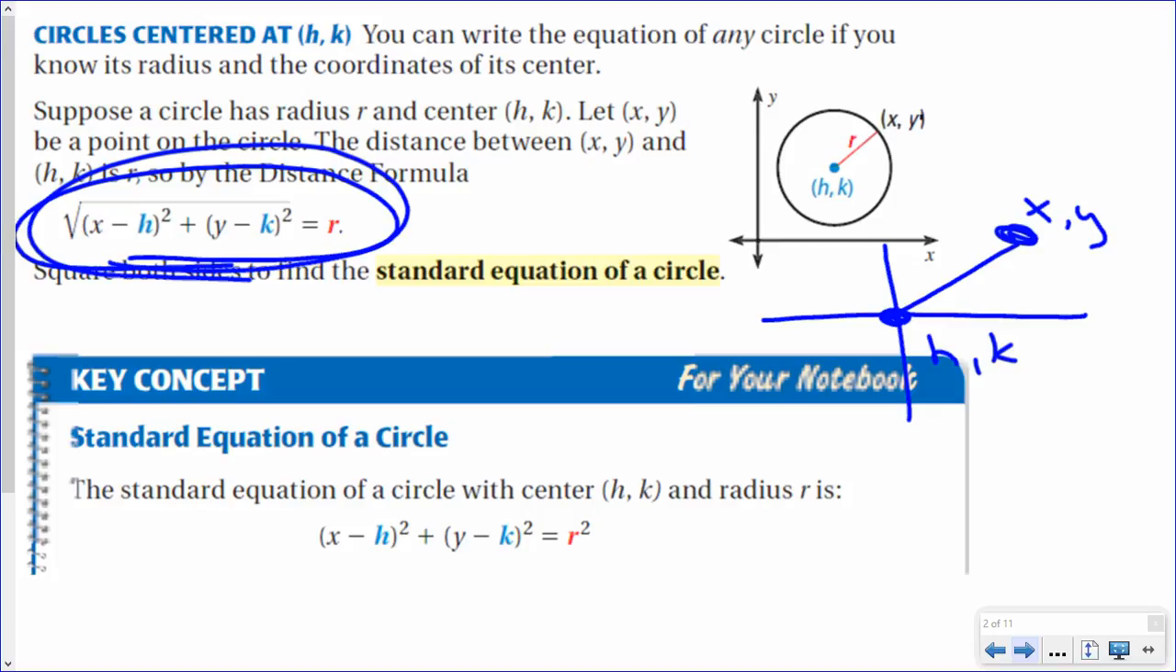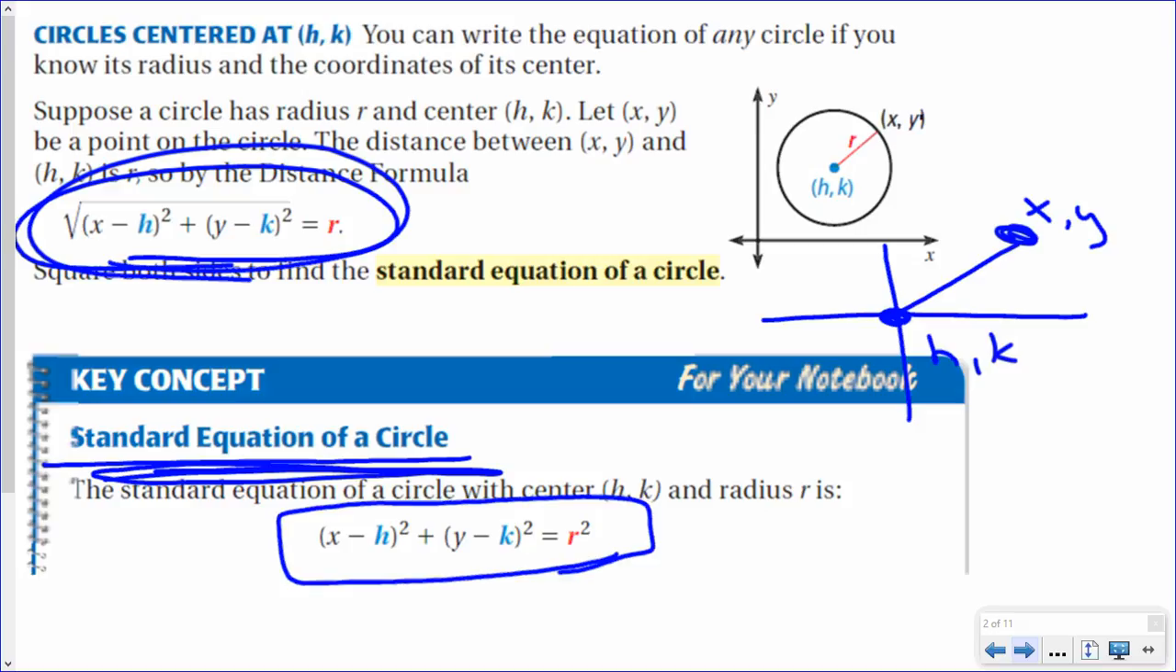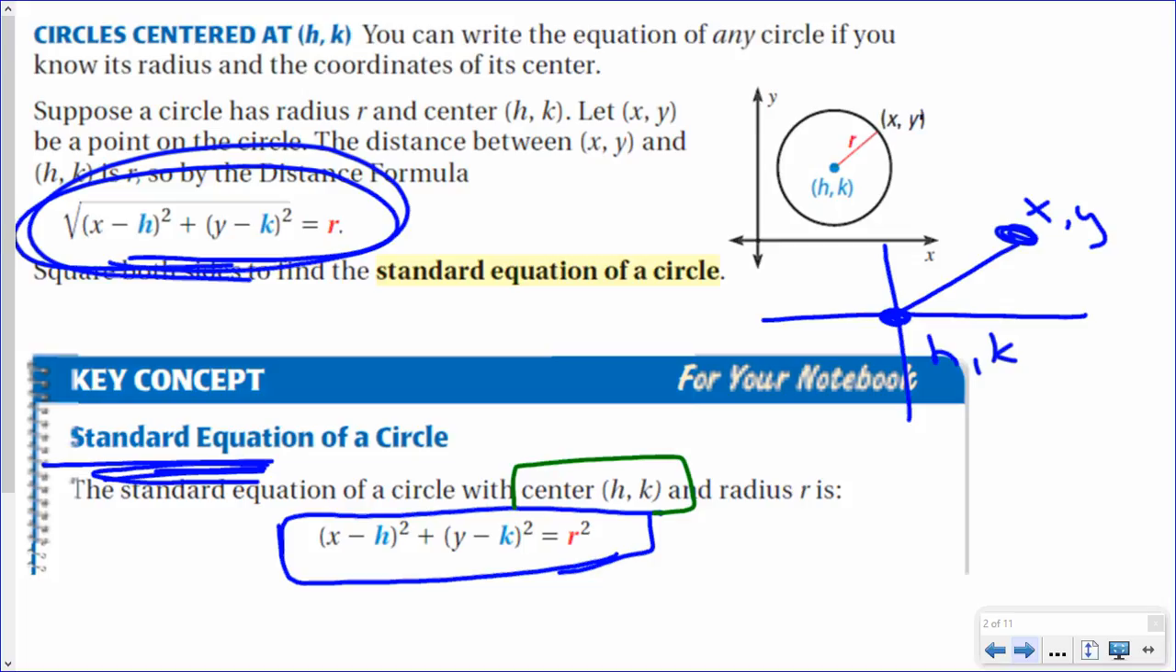Now, the standard equation of a circle really comes from this down here. So the first thing that goes into your notes would be this as a heading, standard equation of a circle, and then this formula right here. And then I would put underneath that the center is located at h comma k, and its radius is the letter r. All right, and if you need a pause, go ahead and do that, but if not, I'm moving on here.